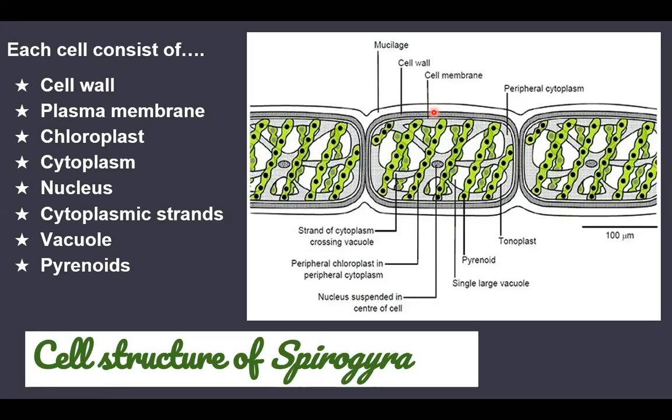The protoplast consists of a single nucleus, a mass of cytoplasm, a variable number of flat ribbon-shaped chloroplasts, and a large vacuole. The nucleus is situated in the center of the vacuole. It is suspended by the cytoplasmic strands. Here you can see the cytoplasmic strands, which hold the nucleus.